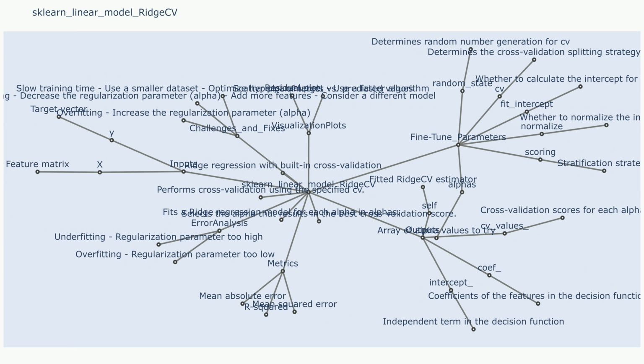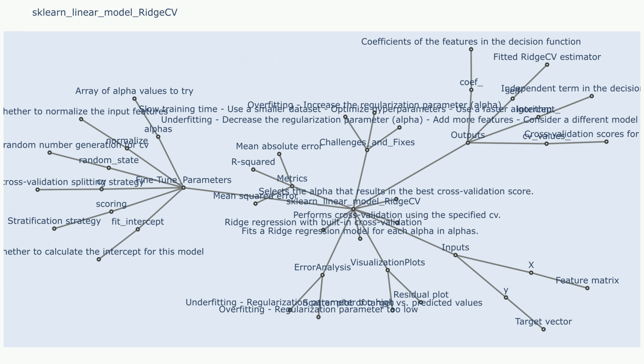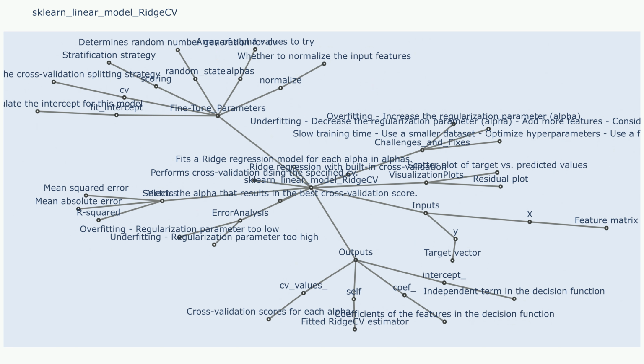Challenges and fixes. Challenge 1, overfitting to the training data. This can happen if the regularization strength is too low or if the data is highly correlated. Sample use case that resulted in challenge 1, a model with a small number of features and a large number of samples might overfit the training data. Fixes to challenge 1, increase the value of alpha to increase the regularization strength. Consider adding more features to the model to reduce the risk of overfitting.